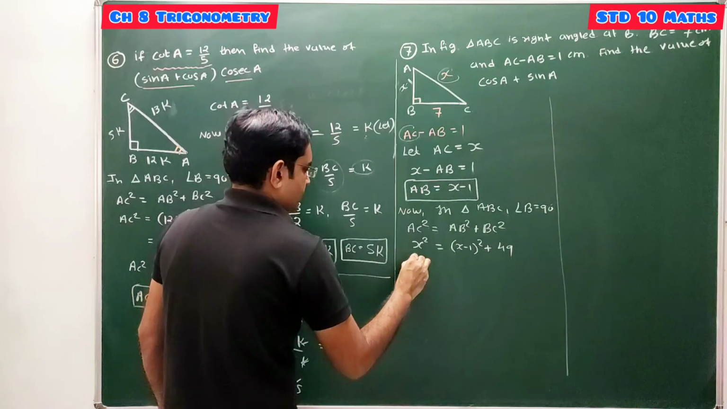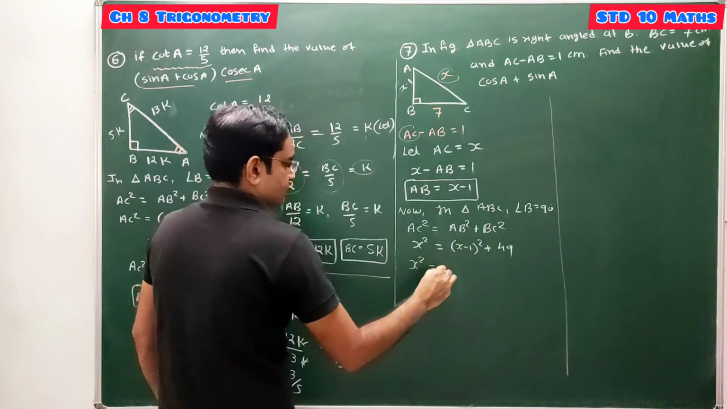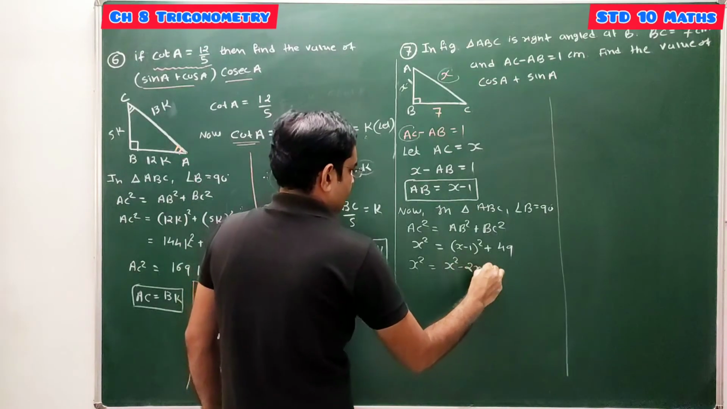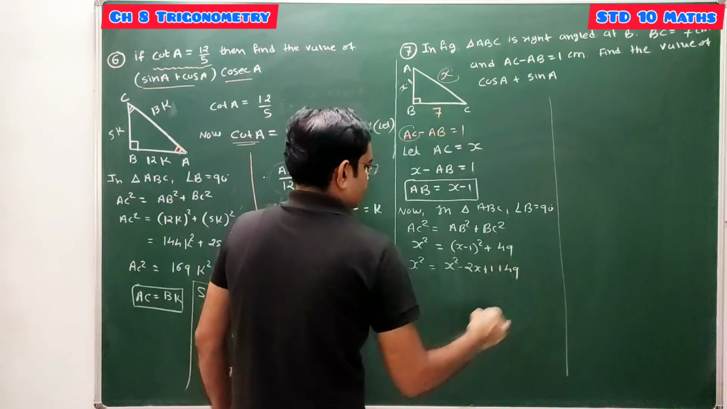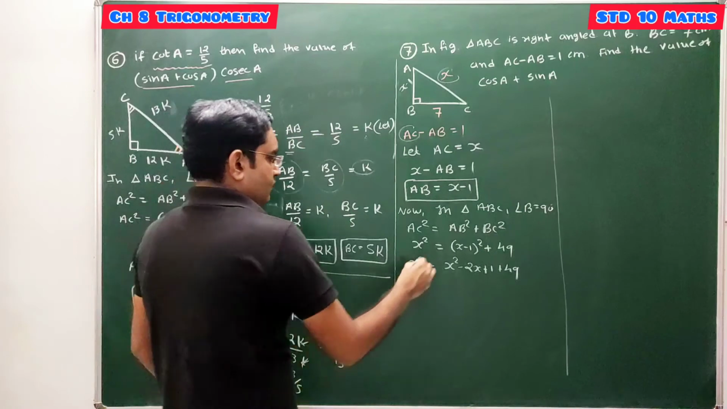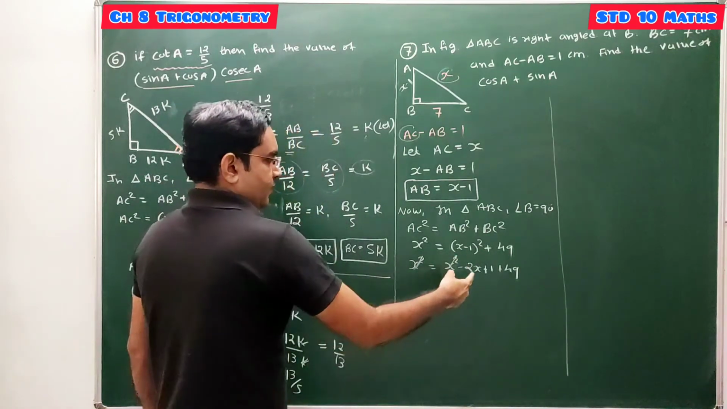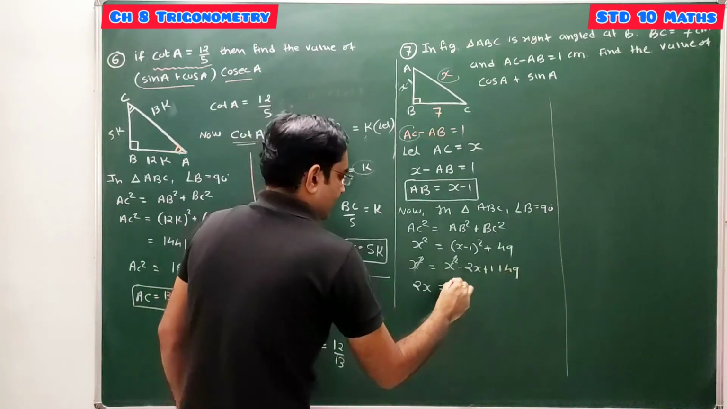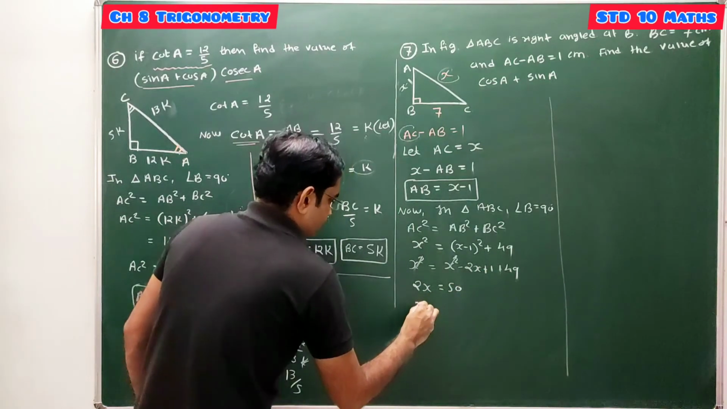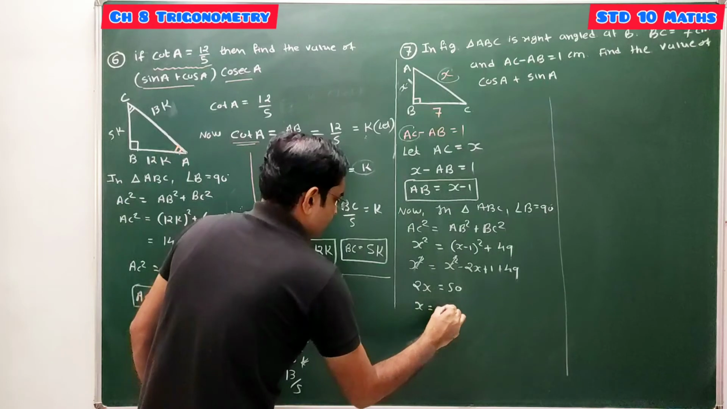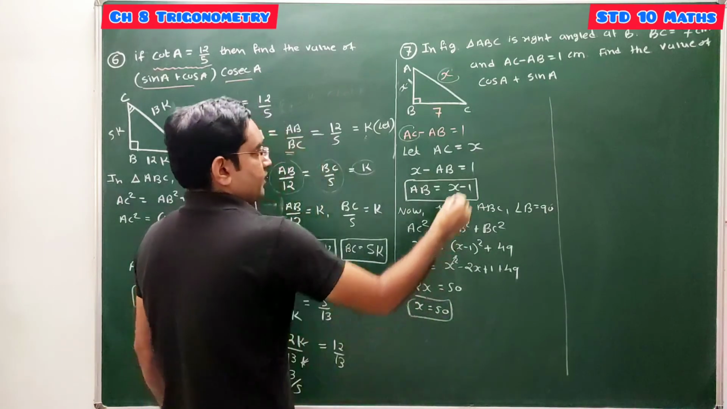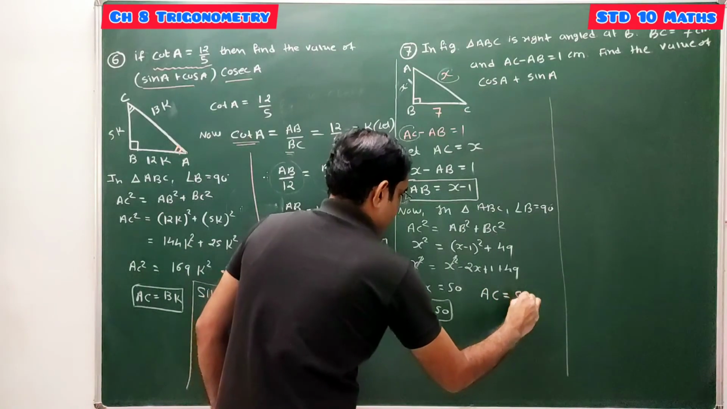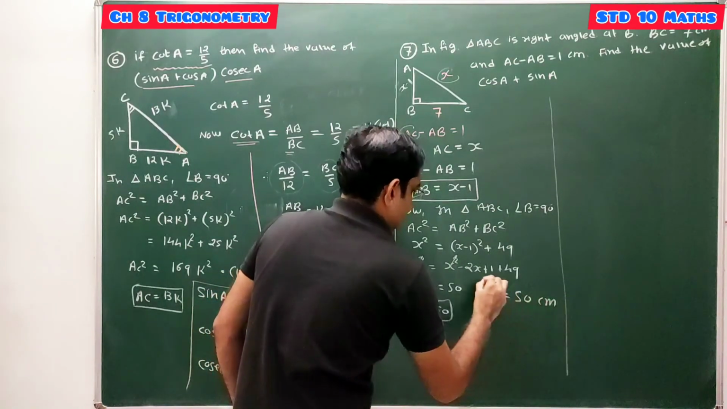Simplify this. So it's X square equal to expansion of X minus 1 whole square. It's X square minus 2X plus 1 plus 49. So this X square cuts, and minus 2X will convert into plus 2X. 49 plus 1, so it's 50. So we're getting X equal to 50. What is X? X is AC. So the length of side AC is 50 centimeter.